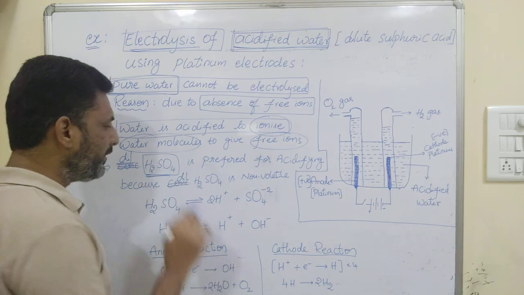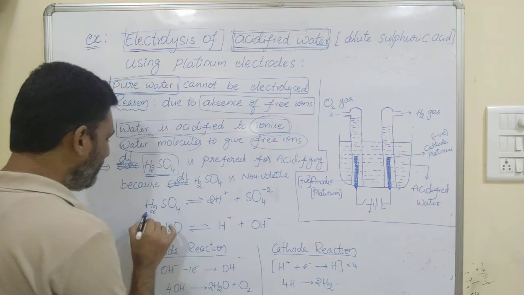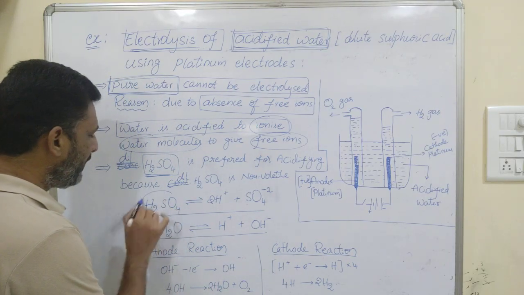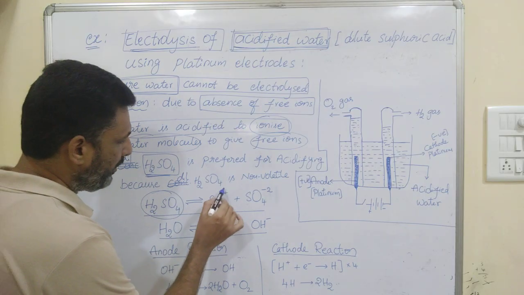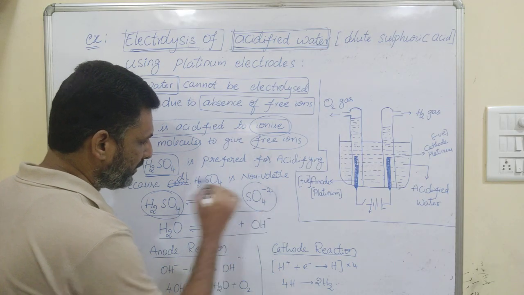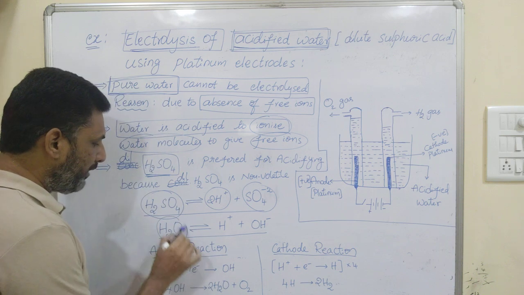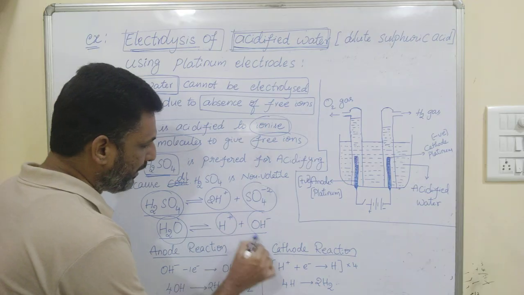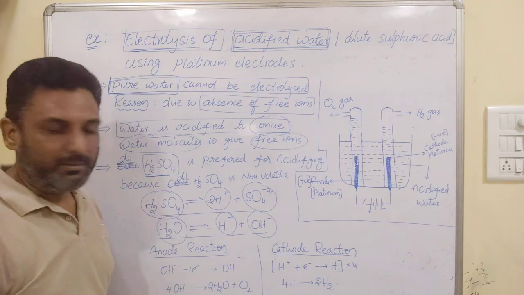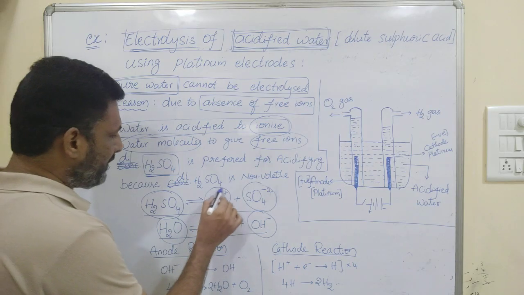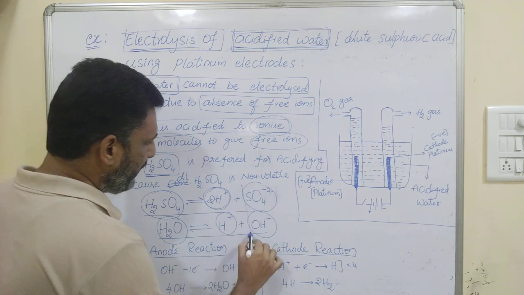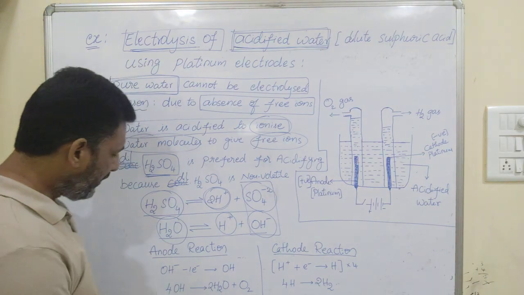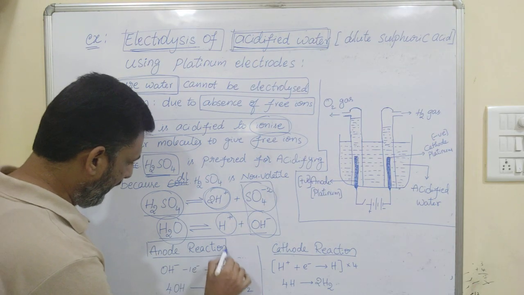So when you add sulphuric acid to the water, this will be the ionization of molecules. Sulphuric acid undergoes ionization to form hydrogen ions and sulfate ions. At the same time, it will ionize water molecules to give H plus ions and OH minus ions. These H plus ions will go to the cathode, and sulfate ions and OH minus ions will migrate towards the anode. And this is the reaction at the anode.